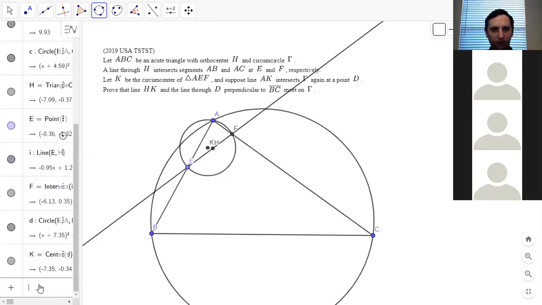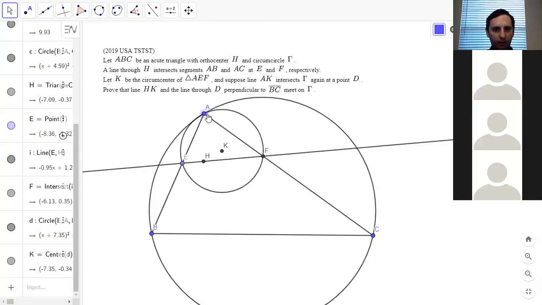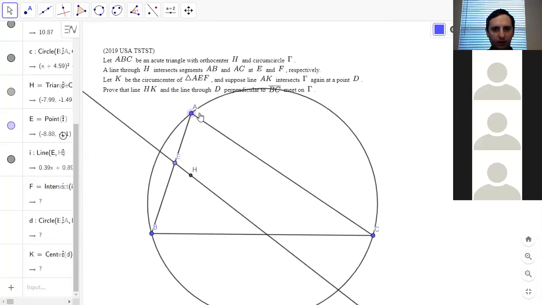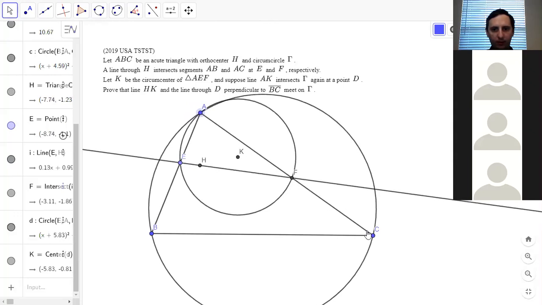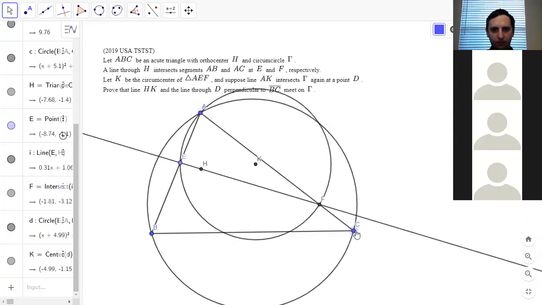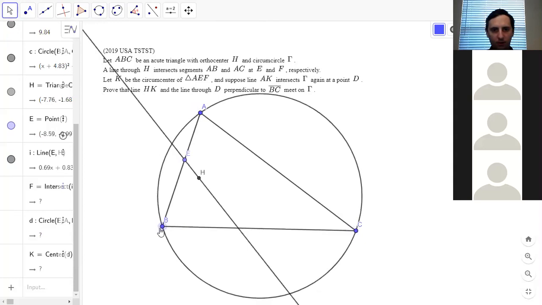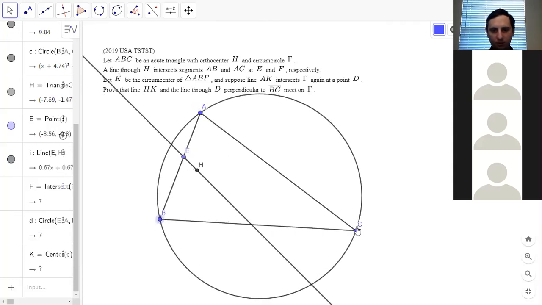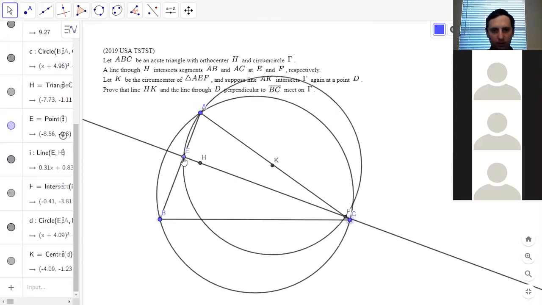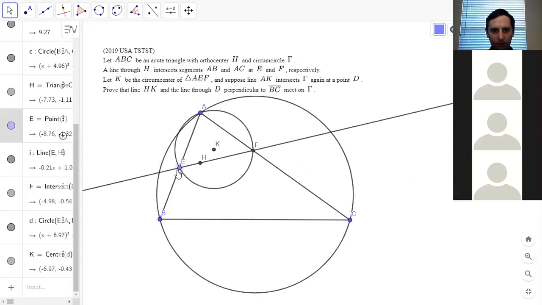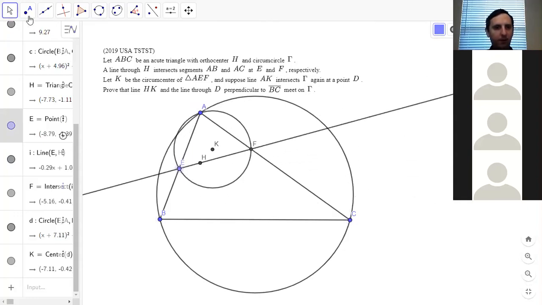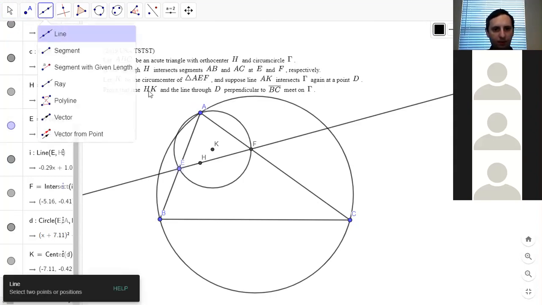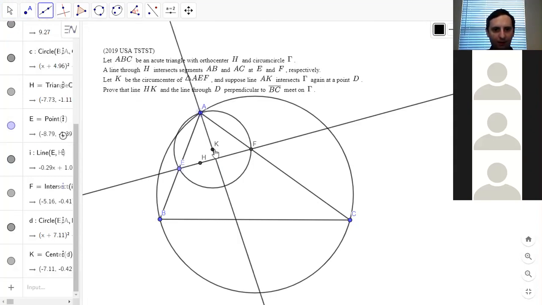So K is the center of D. And then AK meets the bigger circle again at point D. Sorry for moving it around. Sorry about that. I want something like that. It almost looks like AEF is isosceles, so I'm going to fix that in just a second.